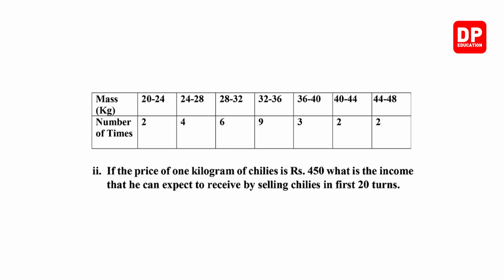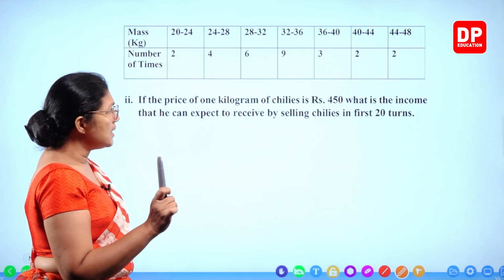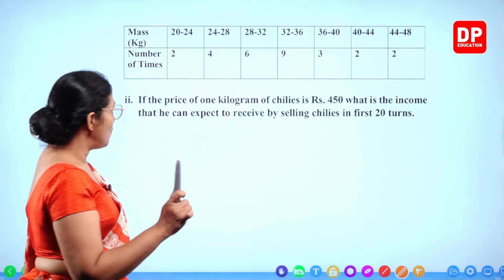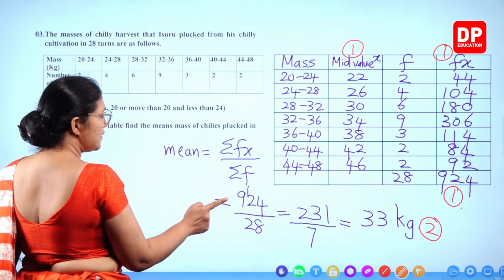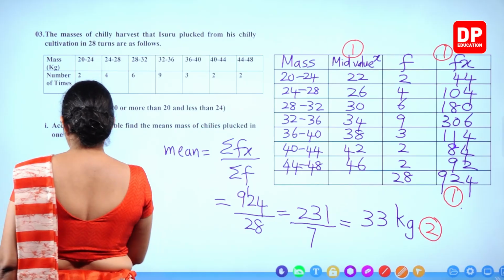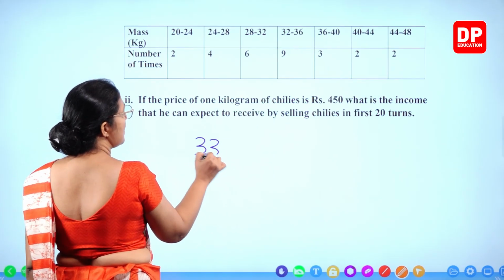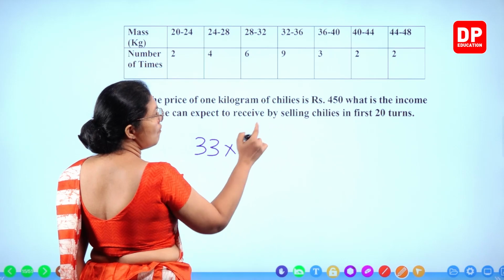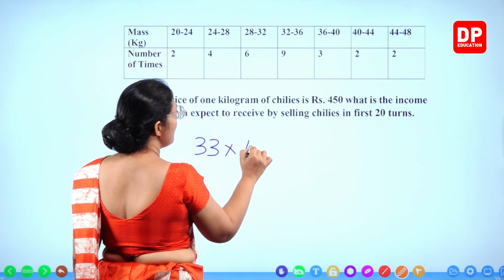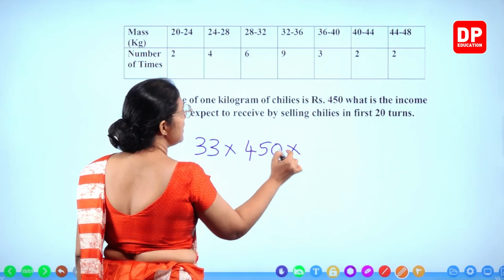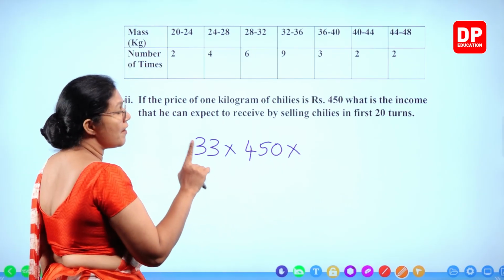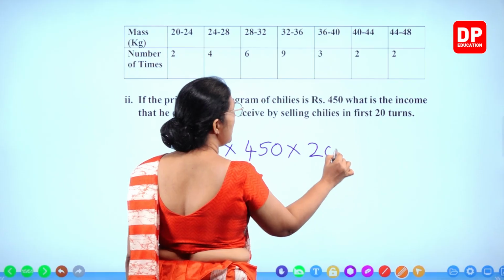Then, if the price of 1 kilogram of chilies is 450 rupees, what is the income that he can expect to receive by selling chilies in the first 20 turns? So for 1 turn, what is the value? Mean value, we've got 33 kilos. So 33 kilos are there, and each kilo is 450, and this is for 1 turn. If there are 20 turns, you have to multiply this by 20.